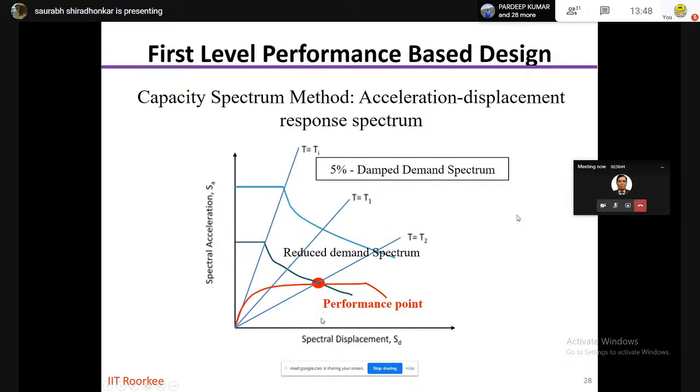And depending upon the spectral displacement or displacement demand at that particular point, you could figure out the forces, and you could figure out the possible damage state of the structure. Now, if the spectral displacement is in the range of moderate and severe, you can say that the structure has crossed moderate and it has reached severe. So it means that only the severe state is satisfied.